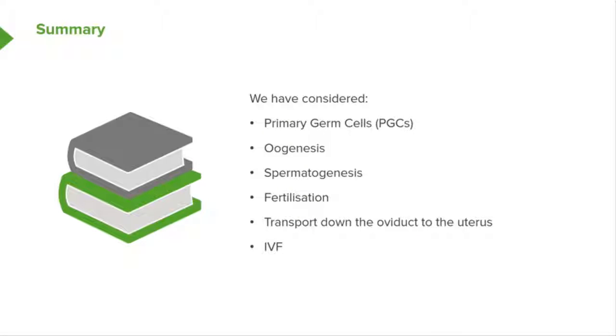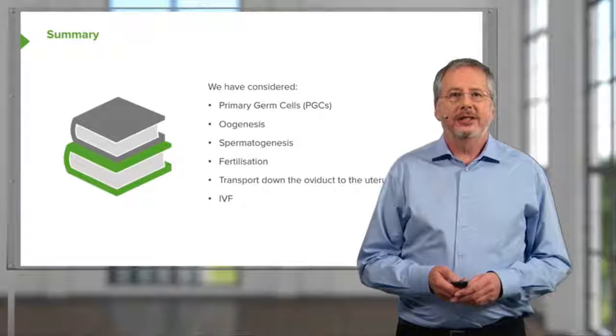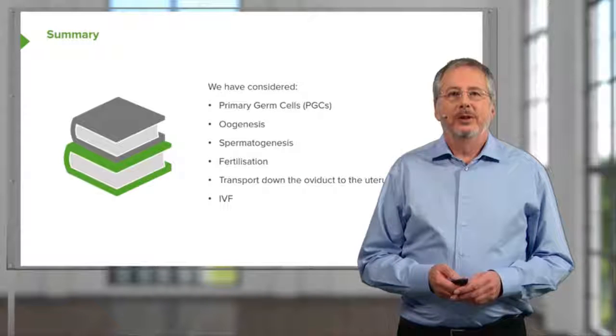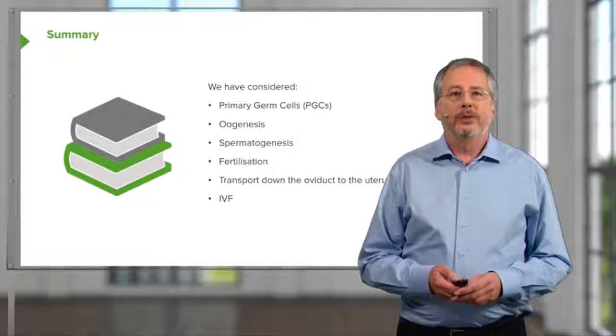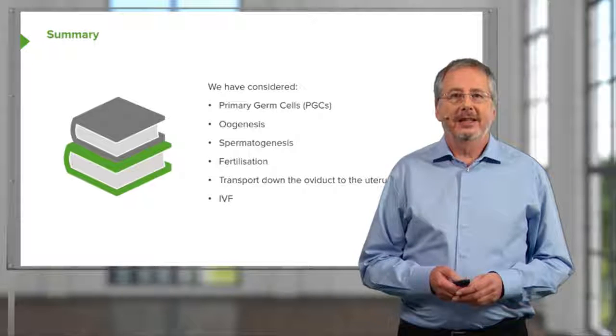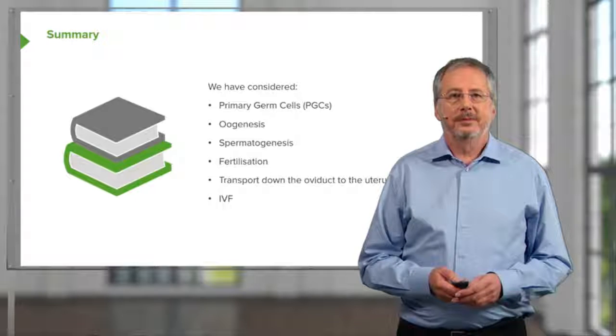So let's look in summary at what we've covered in this lecture. First, we looked at the origin of the primary germ cells and their migration towards the gonad. Then we looked separately at oogenesis in the female and spermatogenesis in the male. We brought together these products of the process of gametogenesis in fertilization. And then we followed the transport of the fertilized egg down the oviduct to finally implant in the uterus.